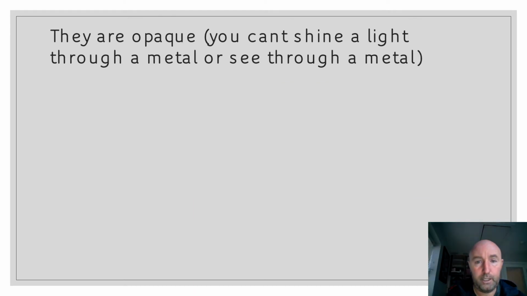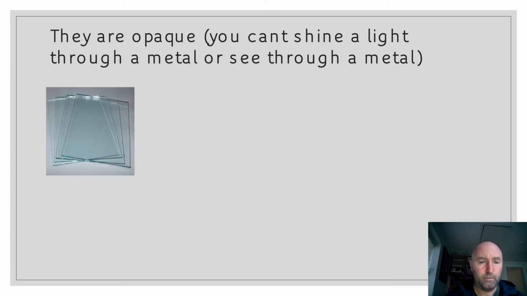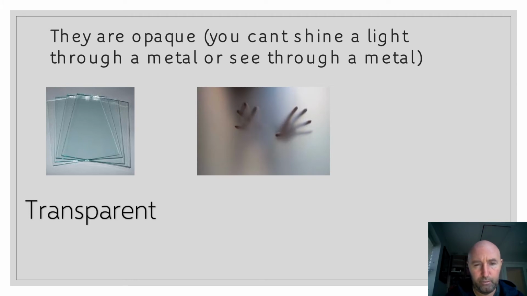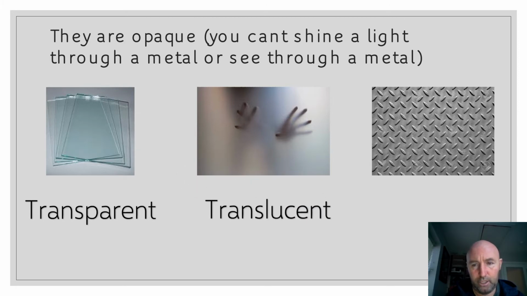Now metals are opaque, which means you can't shine a light through them or see through a metal. Glass, first of all, is transparent, which means you can shine a light through it or see through it. Translucent is when you can't really see through it, but it would allow light through it. And the other extreme is opaque, which means you can't shine light through it and you can't see through it, and that is the property that metals have.